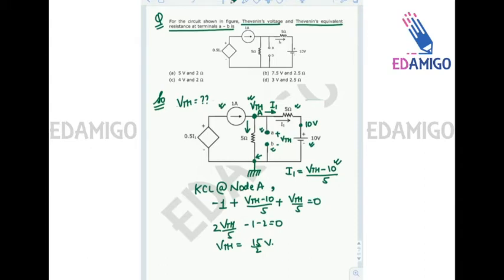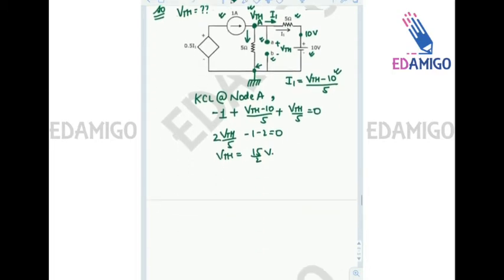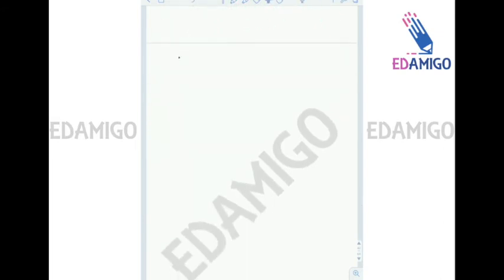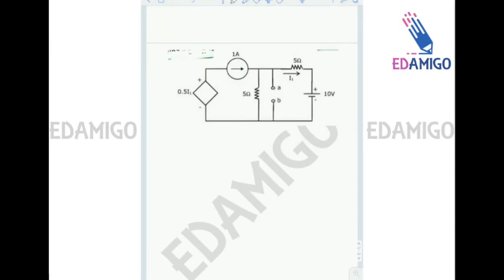Now to find the equivalent resistance, first of all I will draw the figure again. To find RTH, we can see that this is an independent source, this is also an independent source, and this is the dependent source. So all the independent sources, that is 10 volt and 1 ampere, are removed from the circuit.